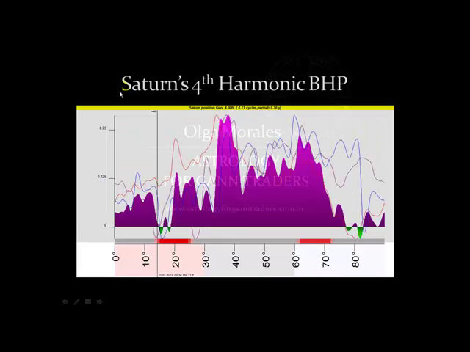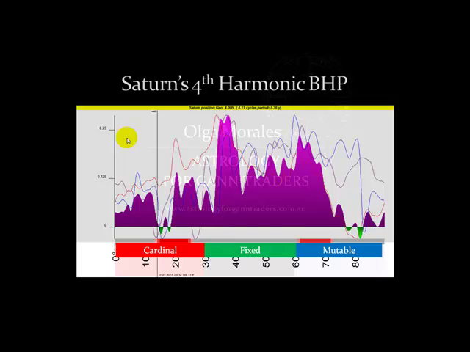So let's have a look then. I wanted to plot Saturn's fourth harmonic on BHP to see overall where there are high and low spots in its cycle. So you can see that the first part's cardinal, the second is fixed, and this third part is mutable. Now the natal Moon was in Virgo, and Virgo is a mutable sign. You can see in that mutable area, the natal Moon's at 22 Virgo, it's quite a depressed period. And pretty much all of the mutable for BHP is a sensitive spot.